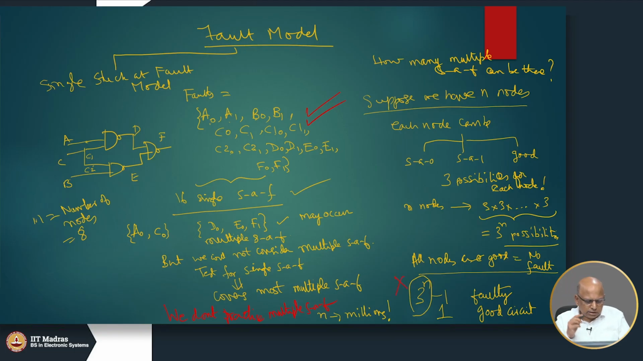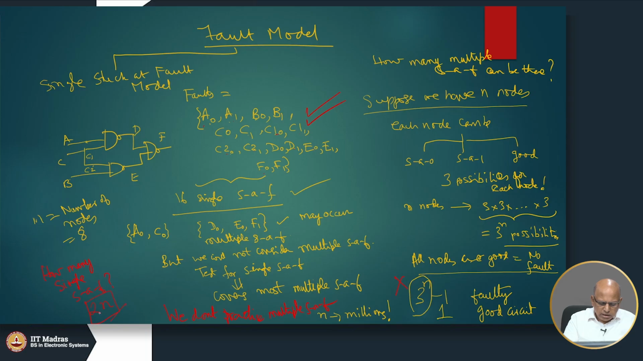How many single stuck at faults are there? As you can see, there are n nodes, each of them can be either stuck at 0 or stuck at 1. So, 2n. Okay. So, we wrote 2n here, right, A0, A1, B0, B1. So, there must be 16 here: 1, 2, 3, 4, 5, 6, 7, 8, 9, 10, 11, 12, 13, 14, 15, 16. So, there are 8 nodes, each of them can be stuck at 0 or stuck at 1. So, this is a linear number.